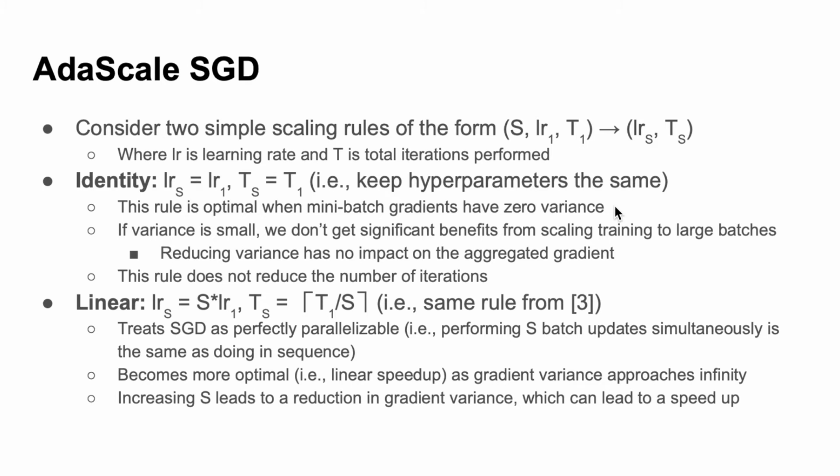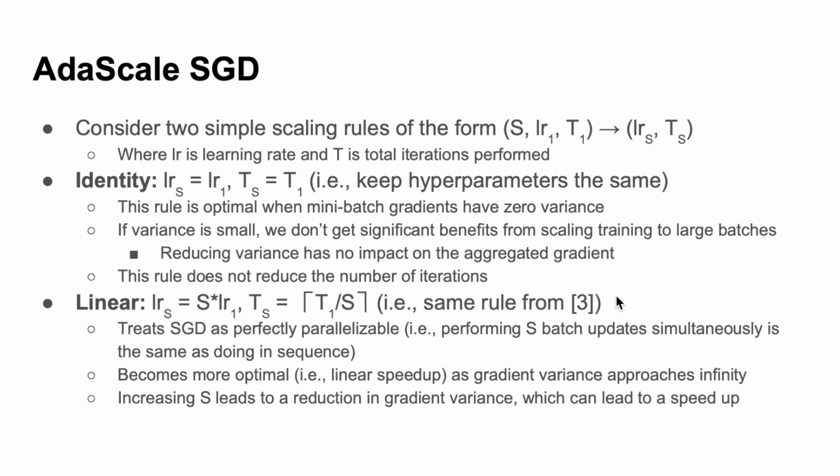So this rule doesn't really reduce the number of iterations that we have to perform, but it's actually optimal in the case of zero variance for our gradient, because we don't get much benefit from scaling up our mini batch size.